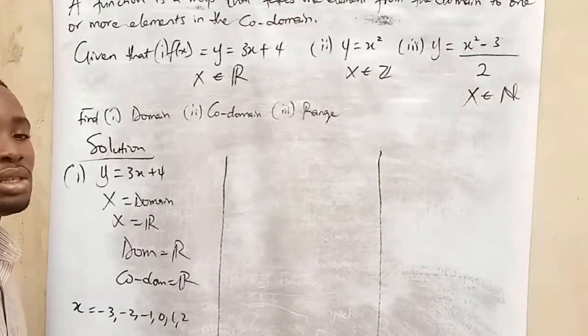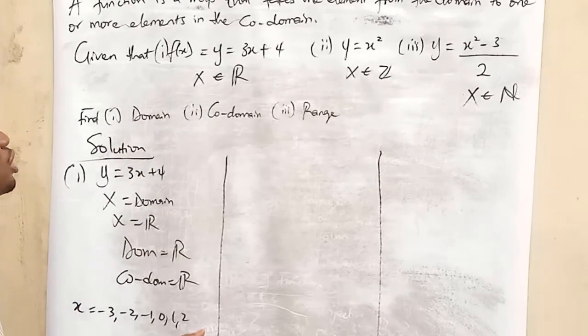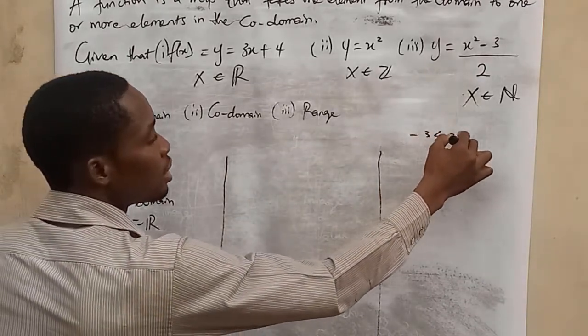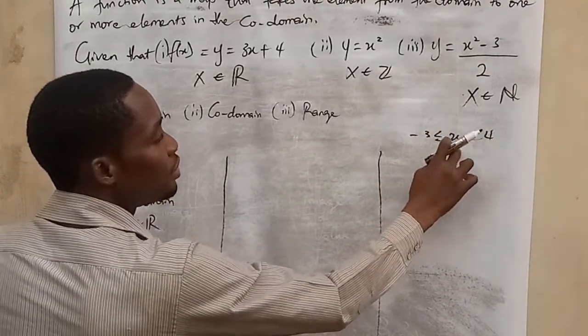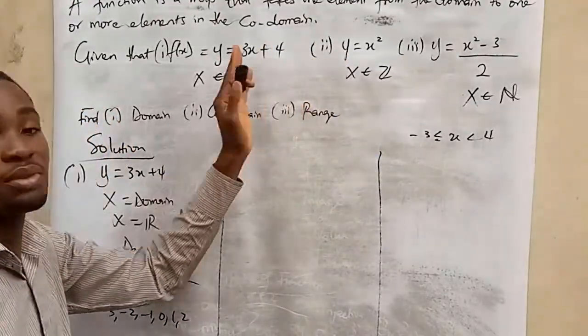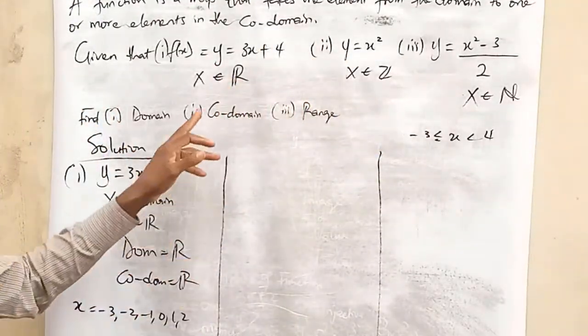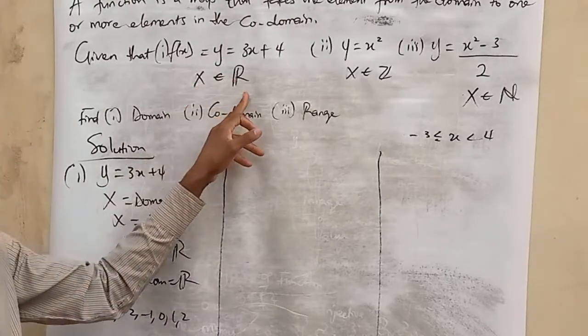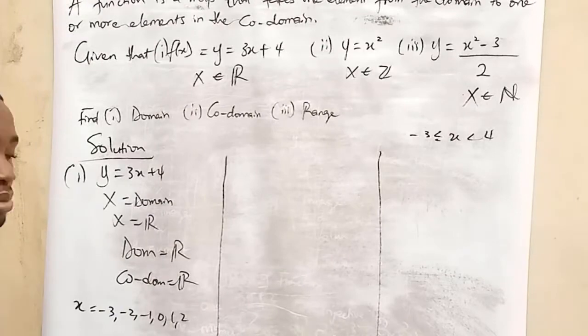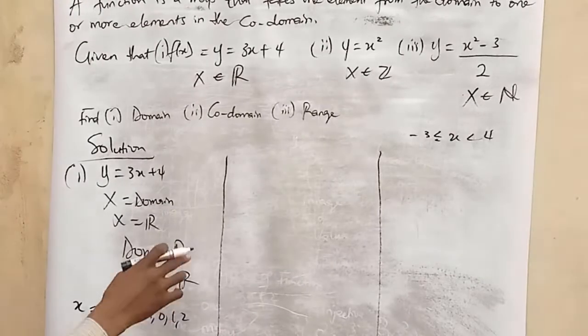In other questions you'll be seeing a range. That means you might be seeing something like minus 3 less than or equal to x less than 4. In this case, we're given arbitrary values of x. But in this question, we're not given arbitrary values of x. But since you know that my domain comes from the set of real numbers, then the elements of my domain will also be the set of real numbers.